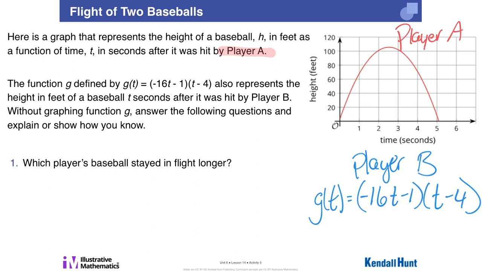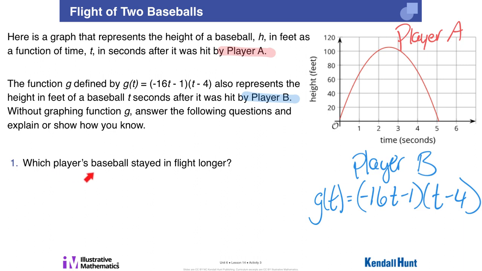The second one is player B, and they are going to give you an equation for player B. So I wrote that equation over here. It's also in the problem right there. Now you're not going to graph player B. You're going to be comparing these using a graph and the equation.